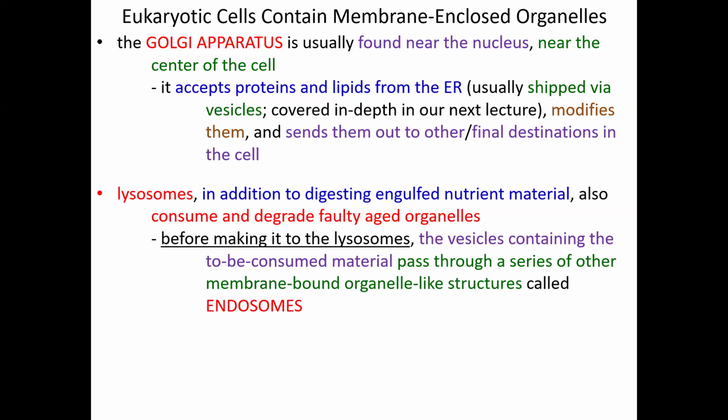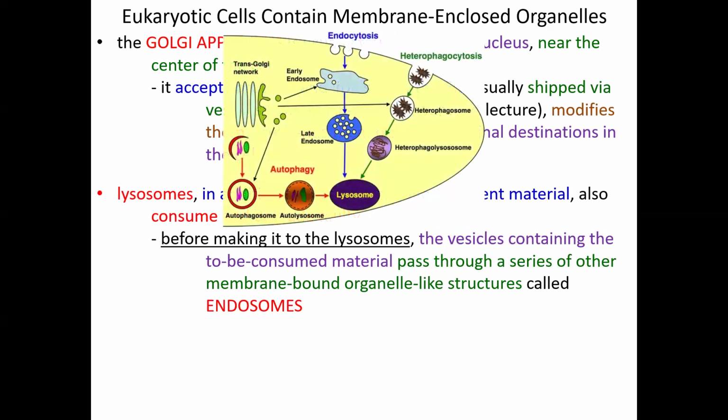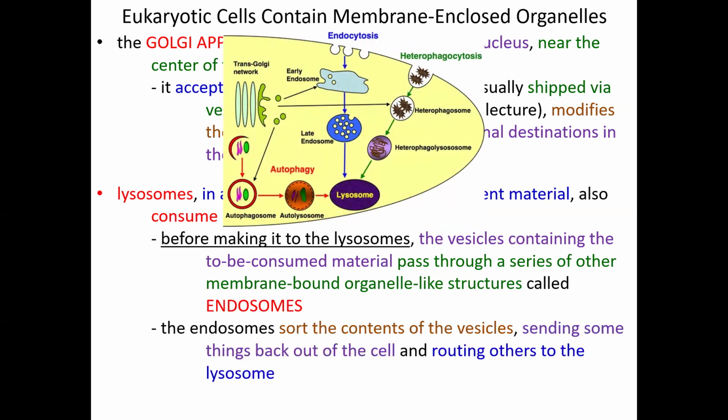Prior to making it to the lysosomes, however, vesicles containing these things that are destined to be digested pass through a series of other organelle-like structures that are called endosomes. And endosomes prepare these materials for digestion. Endosomes reduce the pH in steps, for example. So endosomes will get the pH from 7 to 6, and then another endosome from 6 to 5, working our way down to the very acidic pH of the lysosomes.